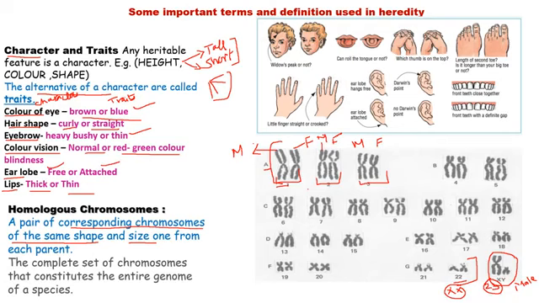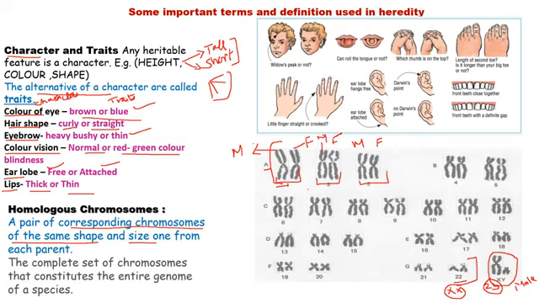One is coming from the mother, the other one is coming from the father. Okay, so they are coming from each parent. So altogether we have 22 autosomes, chromosomes responsible for the body character, the color of the skin, hair, tall, short, all that is a body character, right?